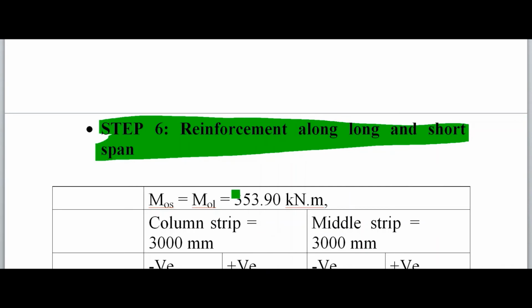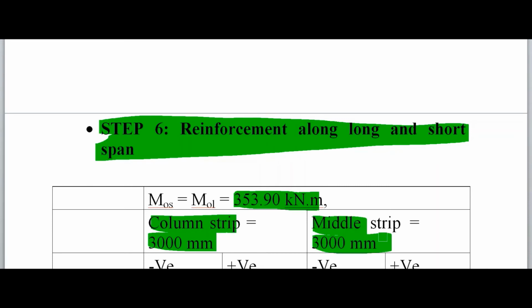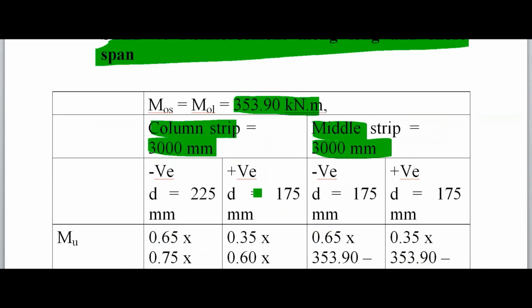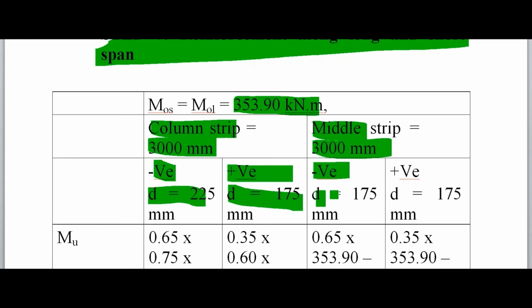So moment is fixed. Column strip 3000, middle strip 3000. Both are the same. So for positive moment, depth is changed. Negative moment, depth is changed. Why?